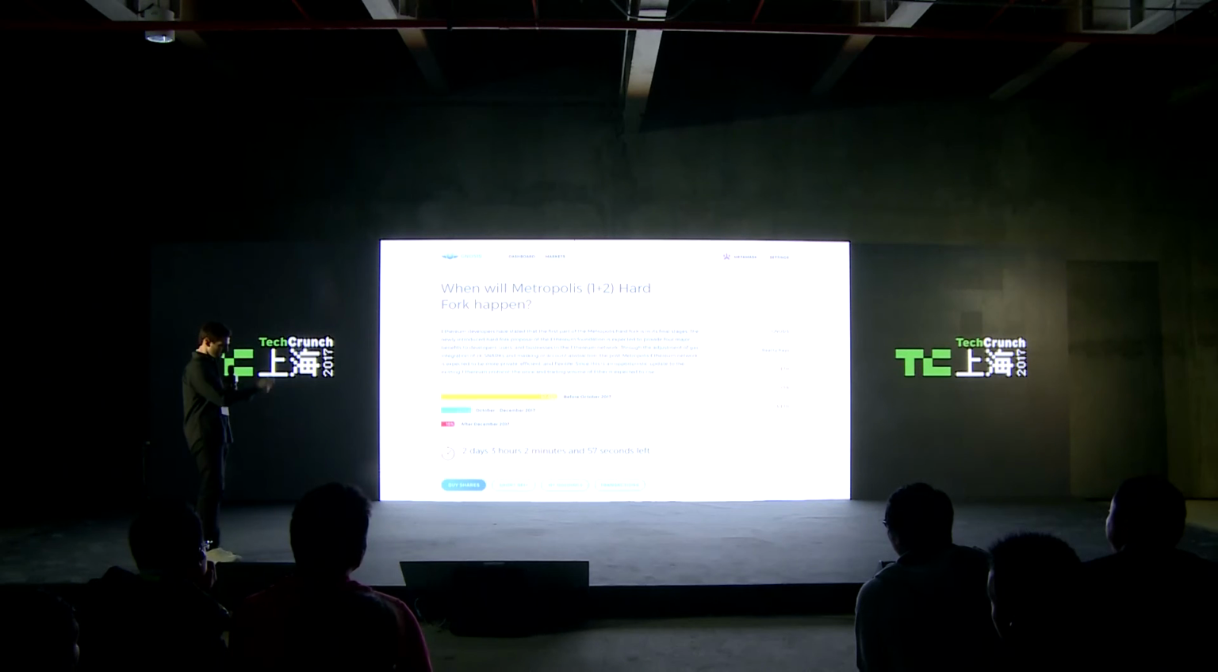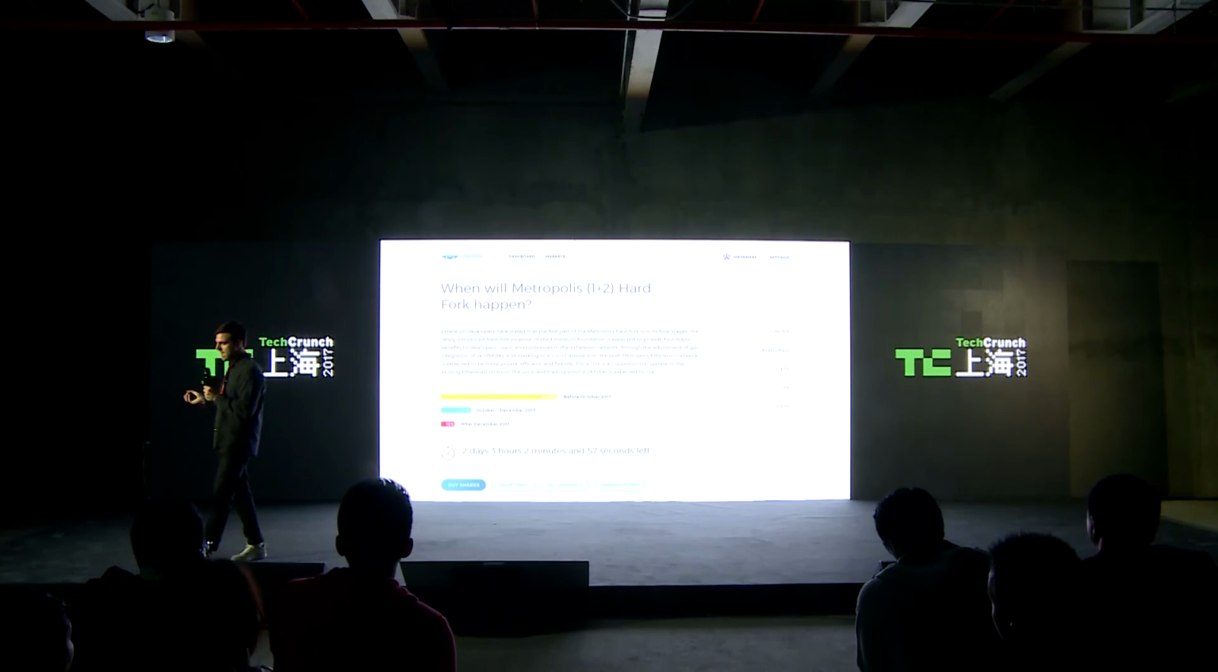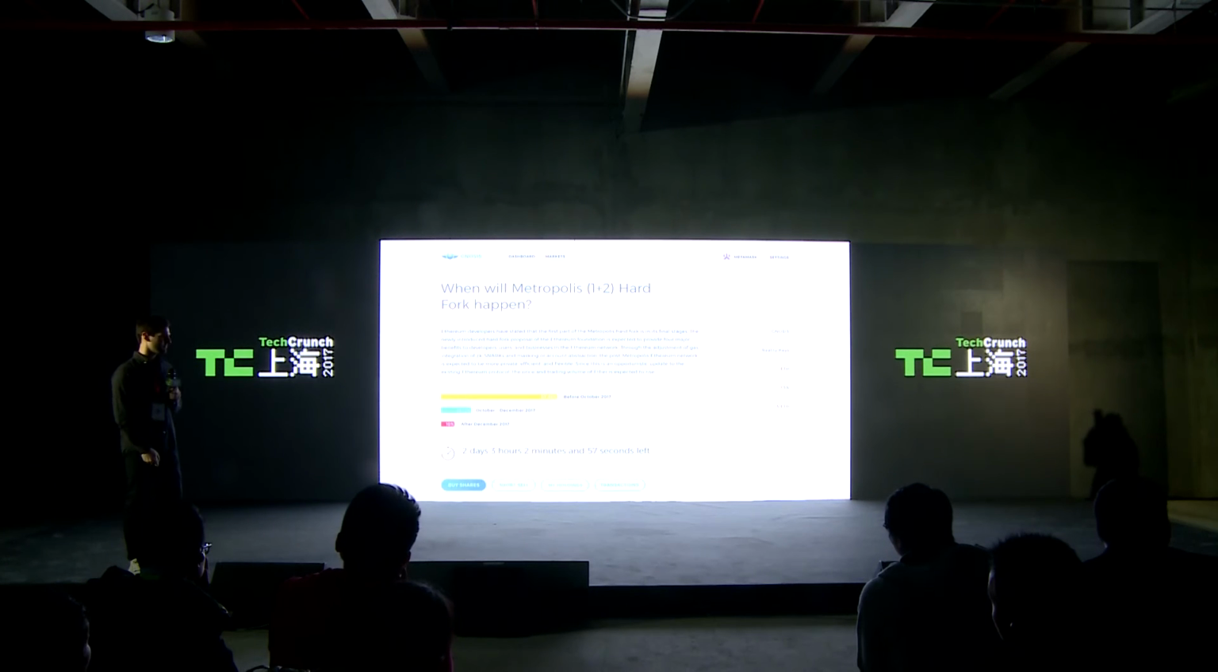So where are we today? uPort and Gnosis are live on the Gnosis Olympia Alpha. You can basically log into Gnosis with your uPort. You can sign blockchain transactions. You can transfer tokens.